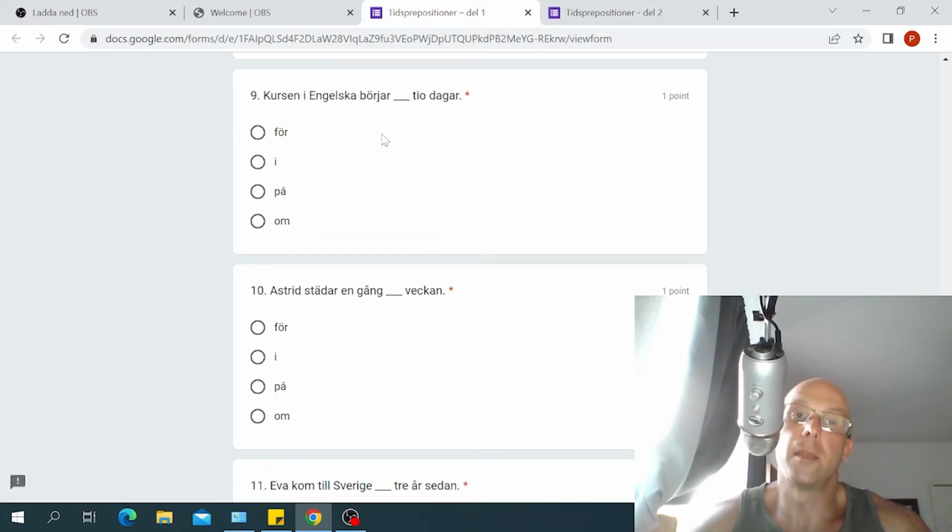Number 9. Kursen i engelska börjar 10 dagar. It's in the present, right? Kursen i engelska börjar 10 dagar. But what is going on here? What will take place? Is something taking place now? Will something take place in the past? Or did something take place in the past? Or will something take place in the future?